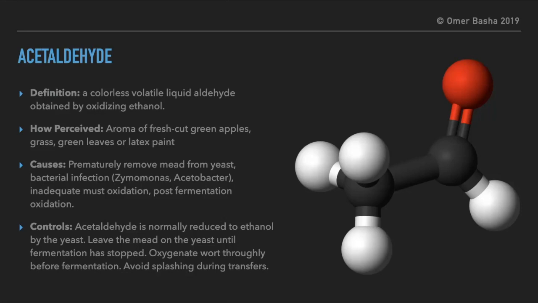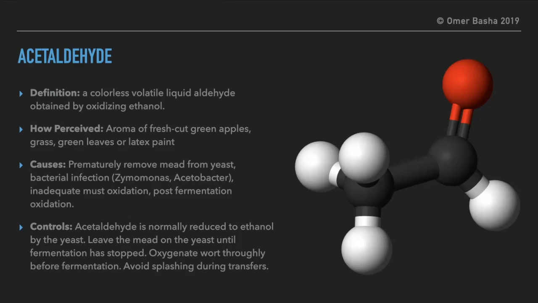Basically the yeast creates acetaldehyde during their metabolism, and then they turn it into ethanol. And if we don't let the yeast finish up cleaning all of the mead, we will be stuck with acetaldehyde that they haven't gotten the chance to actually convert into ethanol. Bacterial infection can create a lot of acetaldehyde, especially with Zymomonas and Acetobacter. Inadequate must oxidation before fermentation can also create a lot of acetaldehyde because of yeast problems, and also post-fermentation oxidation, which can convert ethanol back into acetaldehyde.